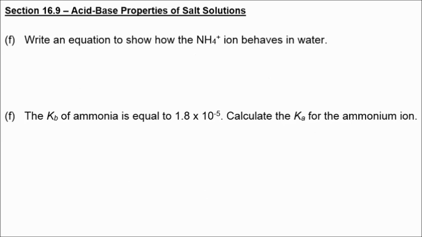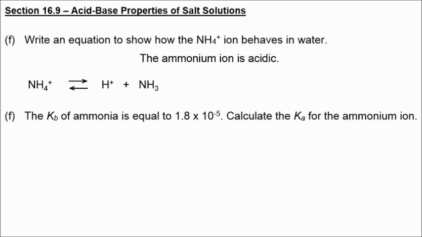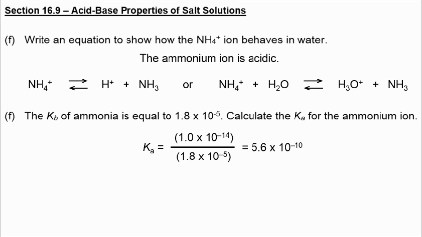All right, now we have to write an equation to show how the ammonium ion, NH4+, behaves in water. Since ammonia is a weak base, that must mean that ammonium is a weak acid. So we could show it either just giving off H+, or you could show it reacting with water but still producing hydronium and ammonia. Now the Kb of ammonia is 1.8 times 10 to the negative 5. Therefore the Ka for ammonium would be 10 to the negative 14 divided by the Kb, and we get a Ka of 5.6 times 10 to the negative 10 for ammonium.